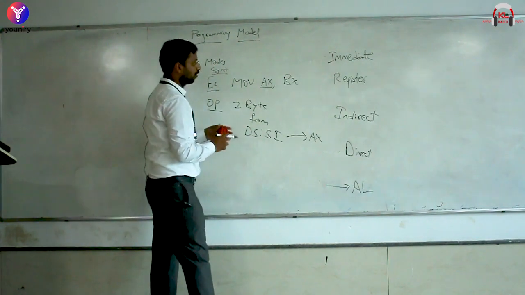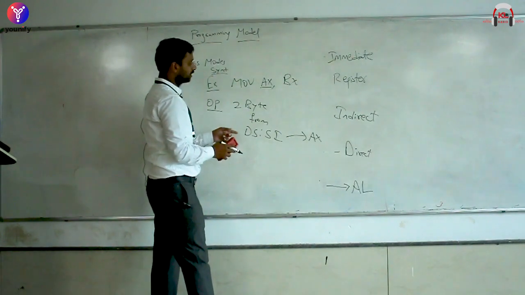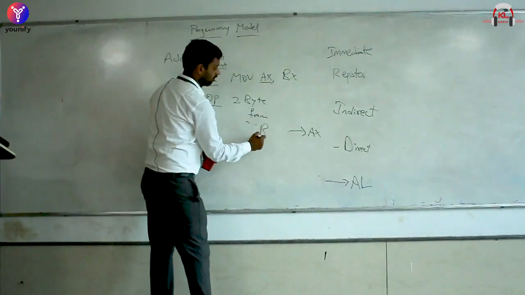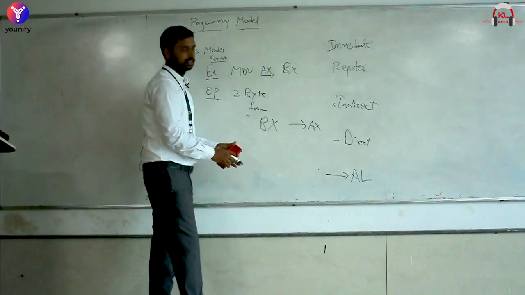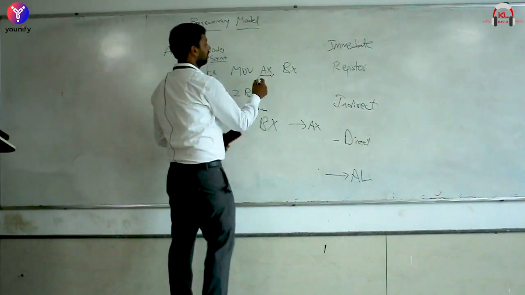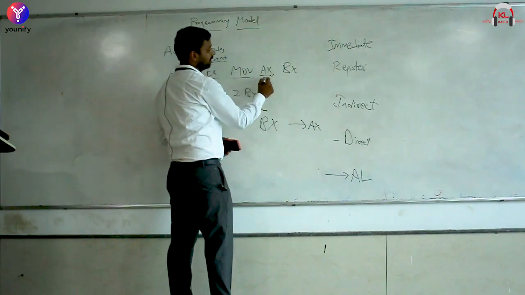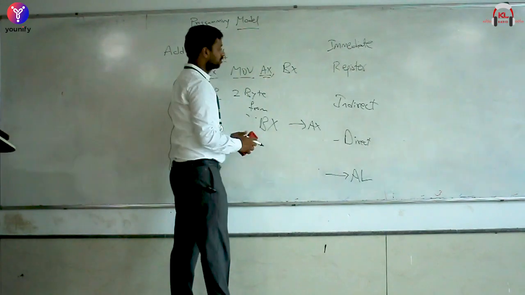This is register. What data is copied? 2 bytes of data is copied from BX to AX. So what is the default syntax? The operand, destination and the source.